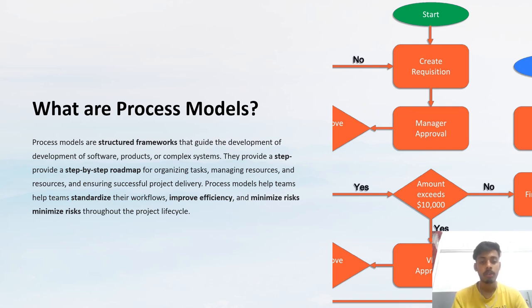So moving on, what are process models? As we discussed in the previous slide, process models are structured frameworks that guide the development of software products or complex systems. Basically, they provide you a step-by-step roadmap for organizing tasks, managing resources, and ensuring you complete the project successfully and deliver it to the client. It even helps you standardize workflows, improve the efficiency of the project, and find out the risks involved in the project, so you can minimize the risk throughout the project cycle using these process models.